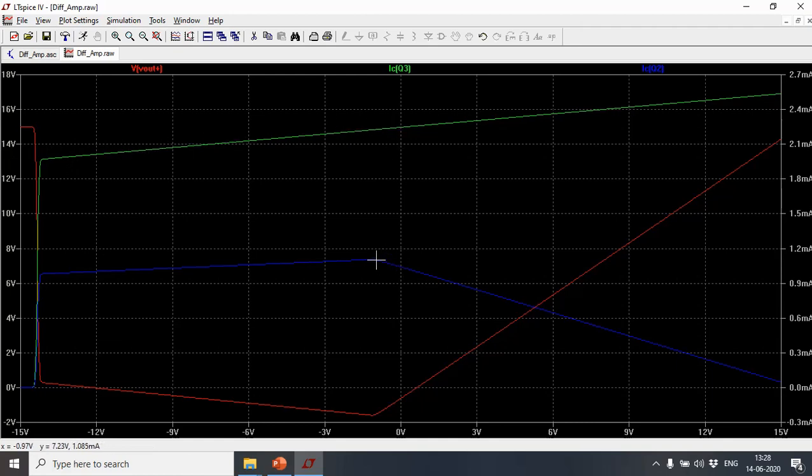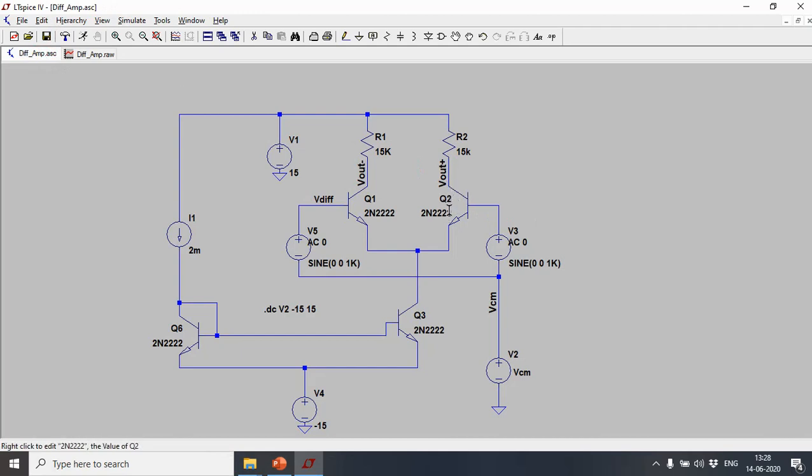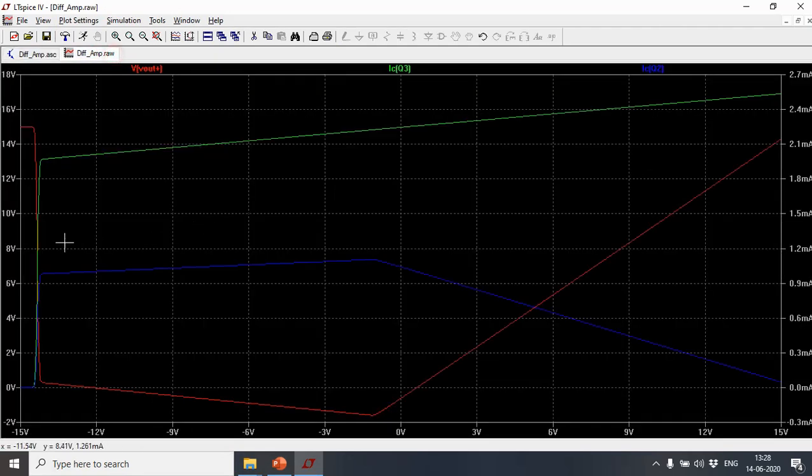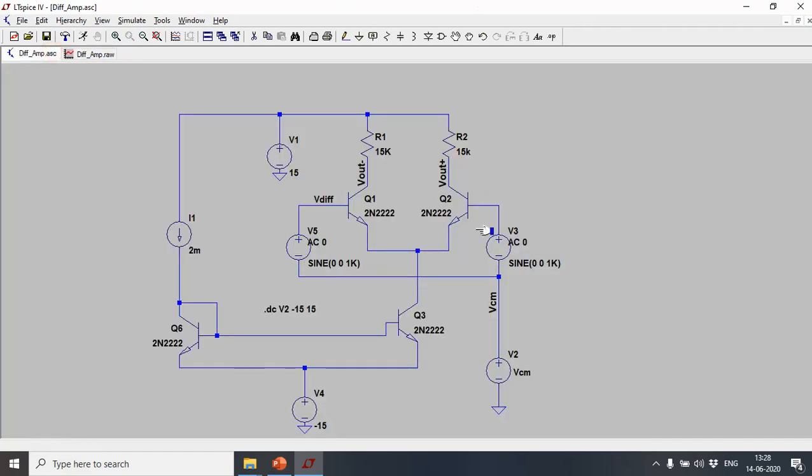But after this point, what is happening? After this point, this transistor is coming out of saturation, right? So what is this blue line? Blue line is the current which is flowing into this transistor. Initially, till minus 15 volt, till minus 14 odd, this is not even switched on. Why is it not switched on? It is minus 15 volt out here, right?